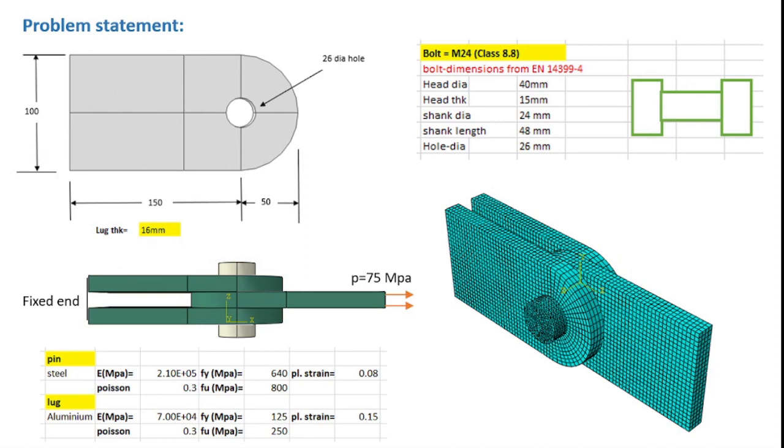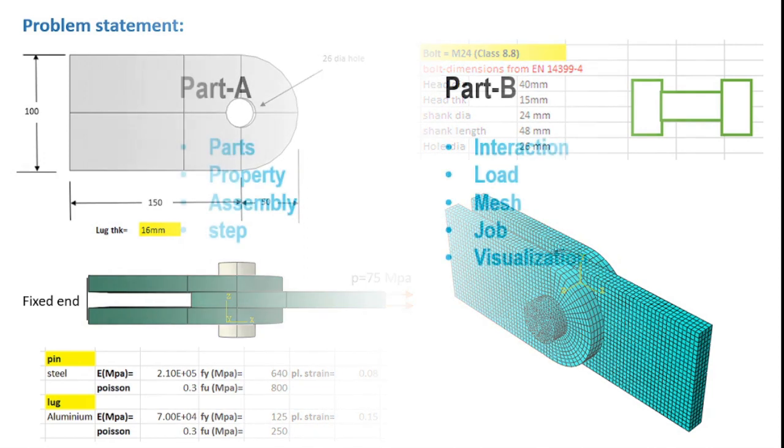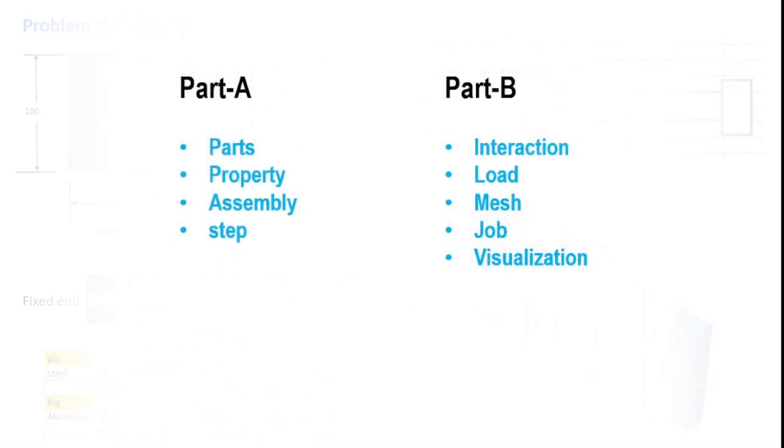So this is the problem statement. You can refer to part A for the same. This part of the tutorial, part B, will cover the modules, namely interaction, load, mesh, job, and interpretation of results through the visualization module. So let us go to Abaqus.